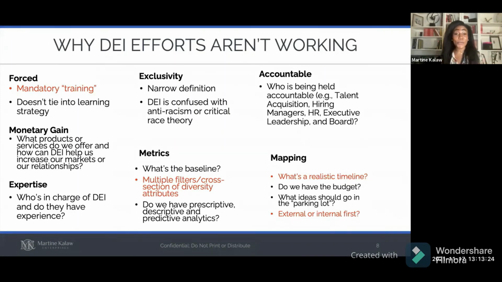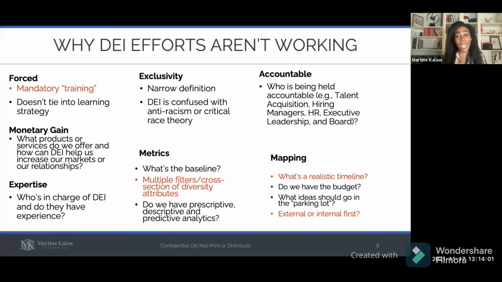What ideas should go in the parking lot? Not all ideas should be achieved in 1 year. Honestly, if you've got 3 ideas, that's even a lot, right? Because all of the initiatives that we have around DEI are probably larger projects. They're bigger projects, and so they end up needing to be broken down and broken out. So do we have the budget? What should go in the parking lot? And the parking lot is great because you can always go back to that parking lot and pick up more projects and initiatives later.